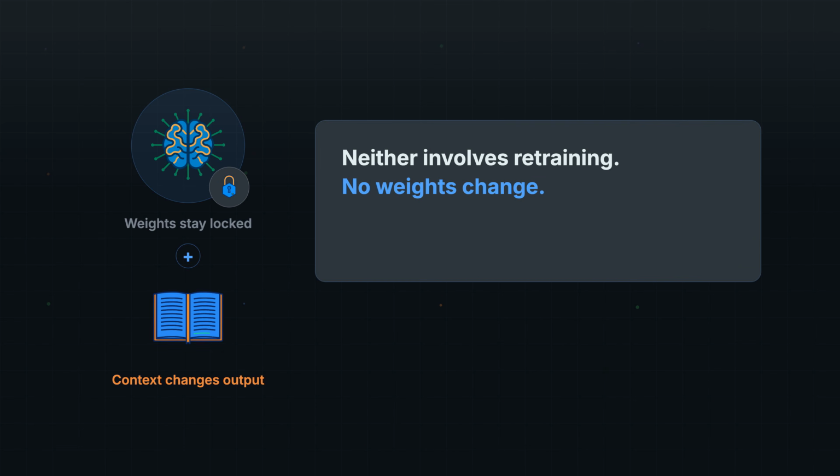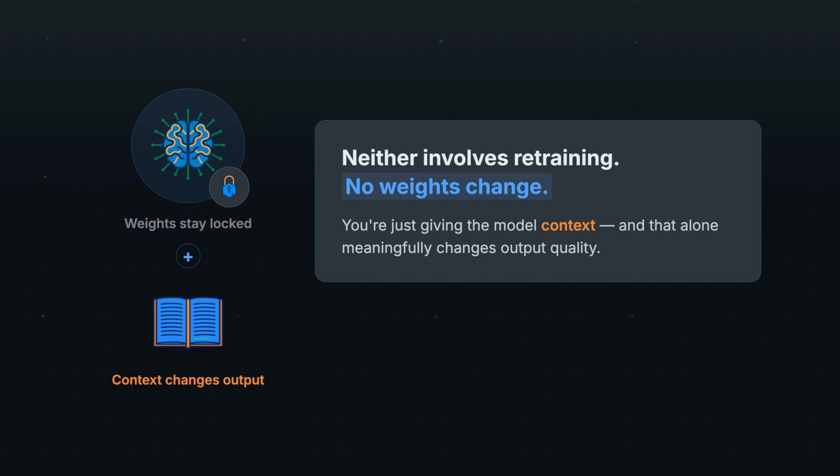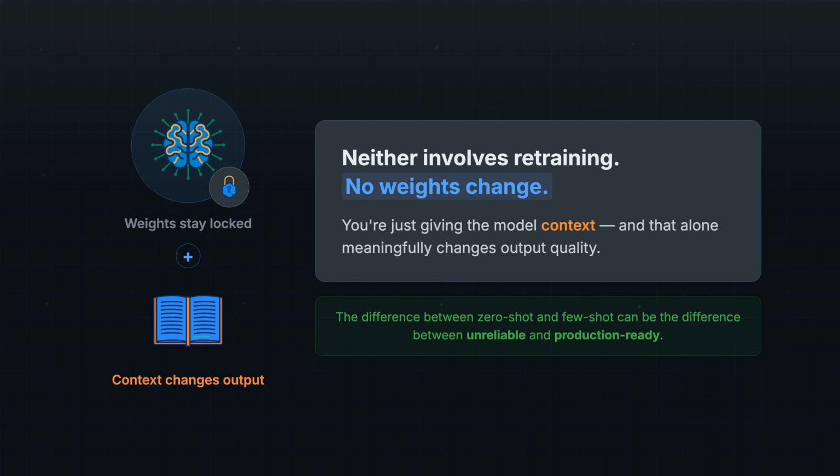Neither involves retraining. No weights change. You're just giving the model context, and that alone meaningfully changes output quality. The difference between zero-shot and few-shot on the same task can be the difference between unreliable and production-ready.